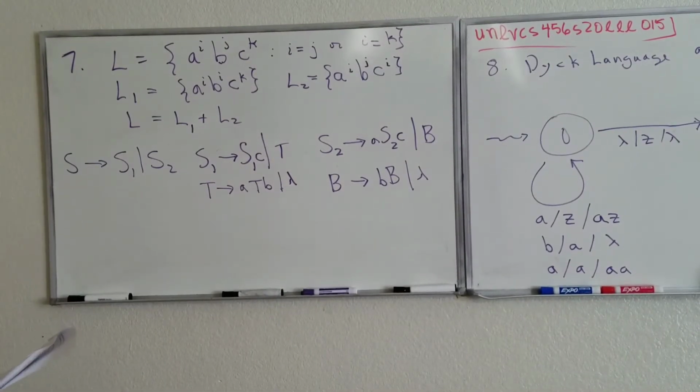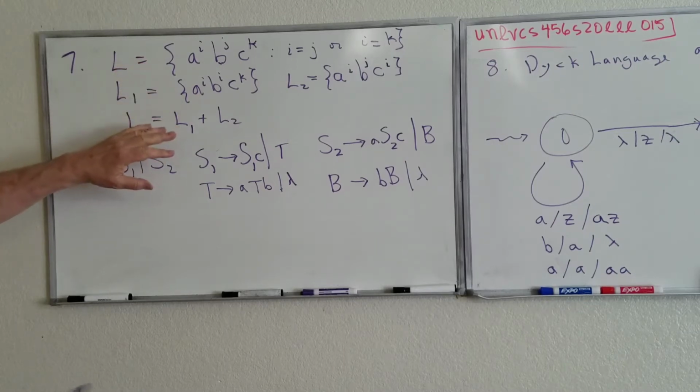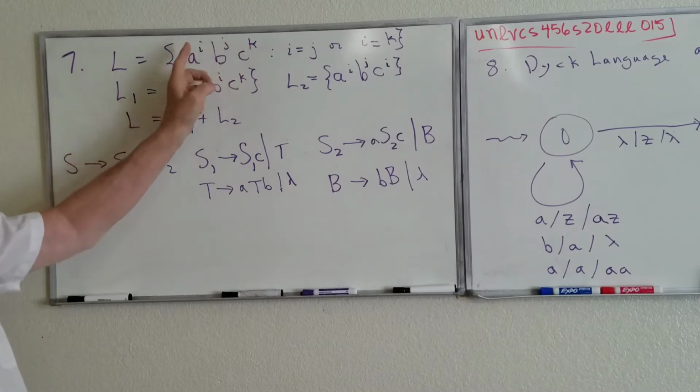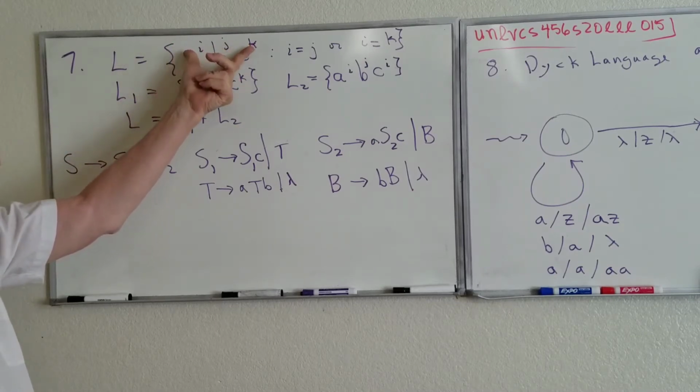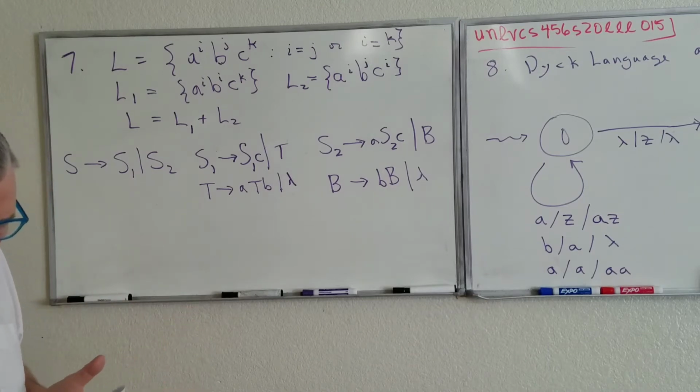All right, now the next question is to find a context-free grammar for this language. Now, the language is all a to the i, b to the j, c to the k, so either i equals j or i equals k. Now people sent me an email saying, well, could it be both? And the answer is yes, or does not mean exclusive or.